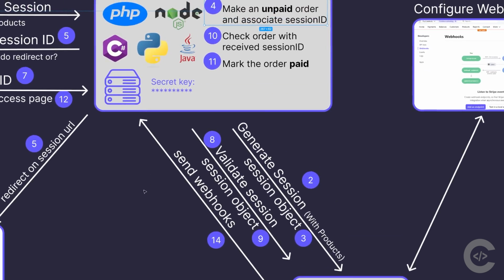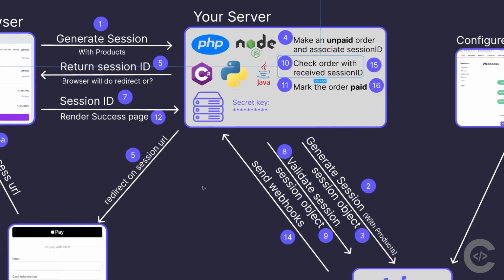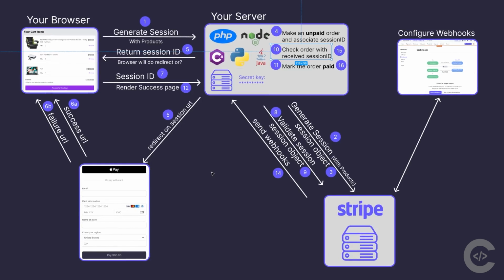And in this moment, your server can take the session ID sent from this webhook and validate that session ID, check if there is an order, the point 10 basically repeats, check if there is an order with the received session ID, and if the order exists, we're going to mark this order as paid. Okay, so this is the full flow, which in my opinion every developer should implement in their Stripe online payments checkout. All right, now let's follow this flow and implement it in Laravel.